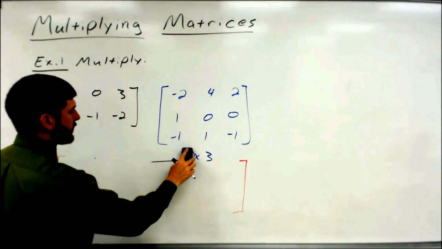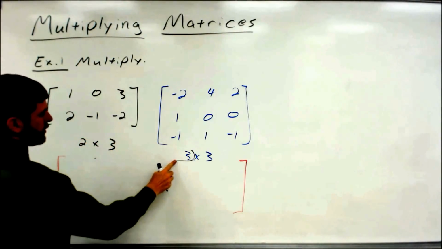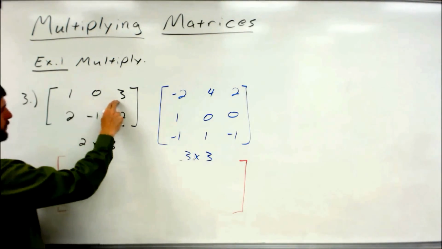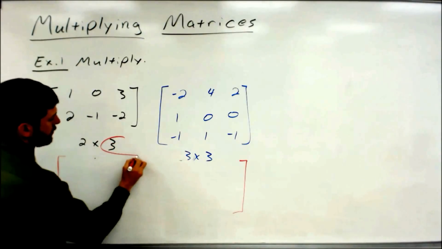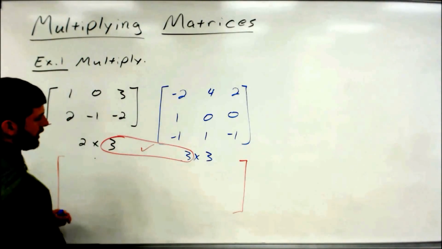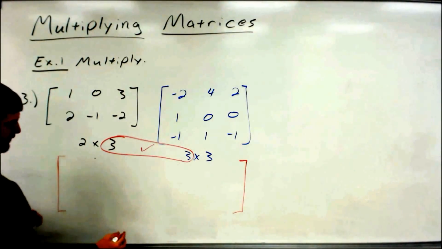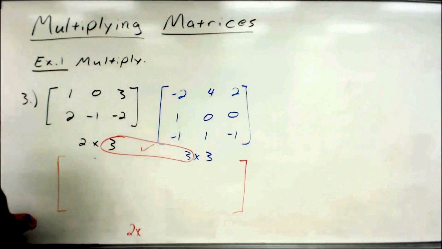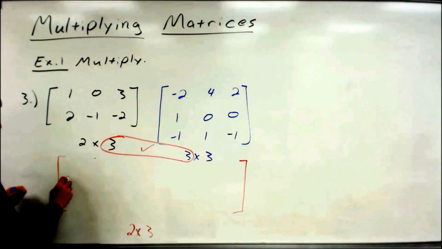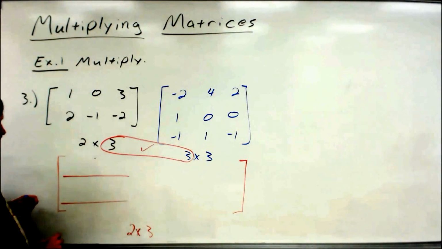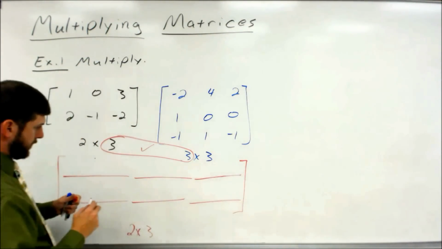Now, what are the dimensions of that first matrix? 2 rows by 3 columns. So we can see that I've got 3 numbers to match with 3 numbers. So the columns of the first matches the rows of the second. So I'm able to multiply. And we know that the product should be the number of rows from the first matrix by the number of columns from the second matrix. So we should get 2 rows, 3 columns.